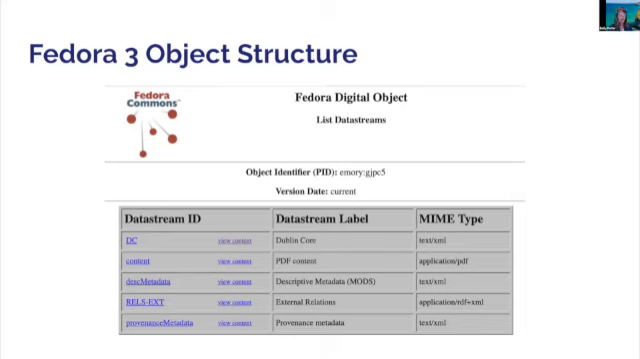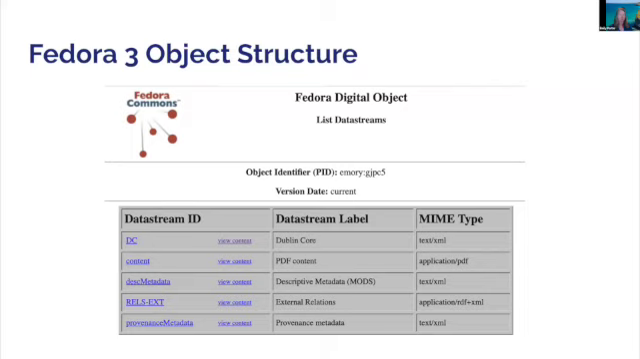But back in the day, Fedora 3 objects are essentially a series of files. So the metadata itself is typically stored in XML files. And then we have the content file as well. These are called datastreams, but they are essentially binary files.